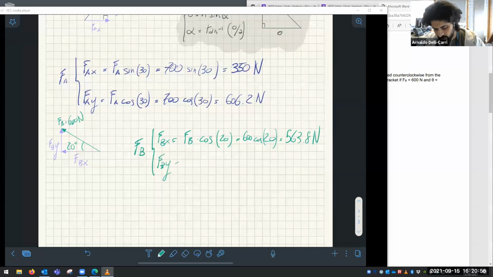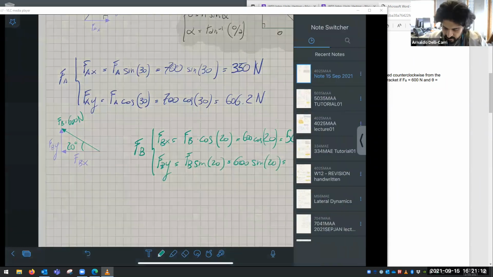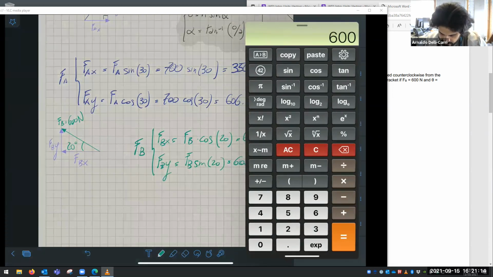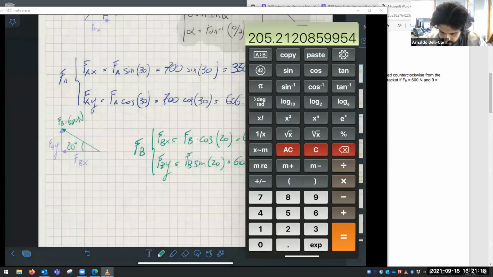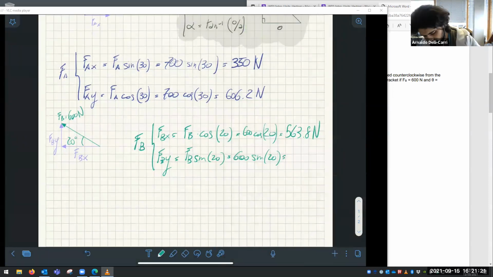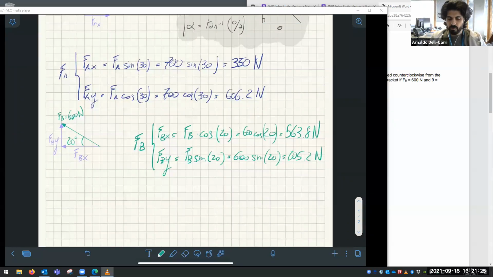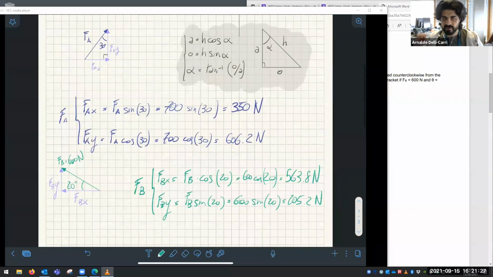Therefore, FBY, of course, if this is cosine, the other one must be sine. So FB sine of 20 gives 600 sine of 20, which gives, again, 600 times 20 sine, 205.2 newtons. Now we have split both forces into components.